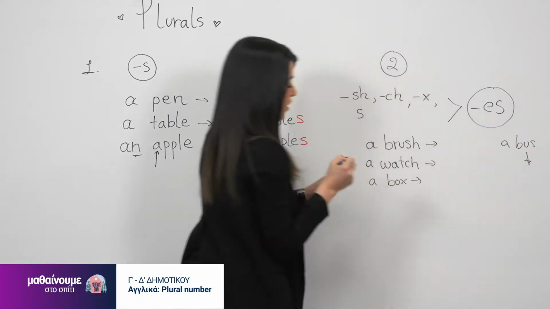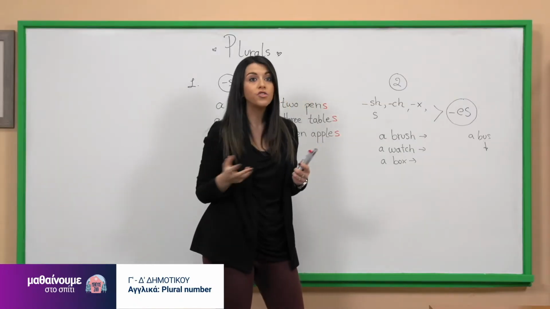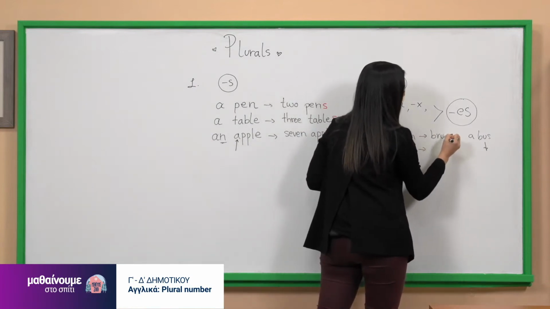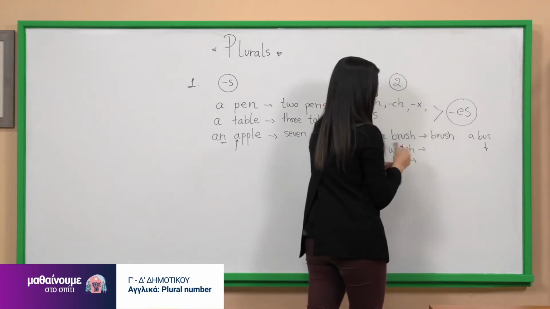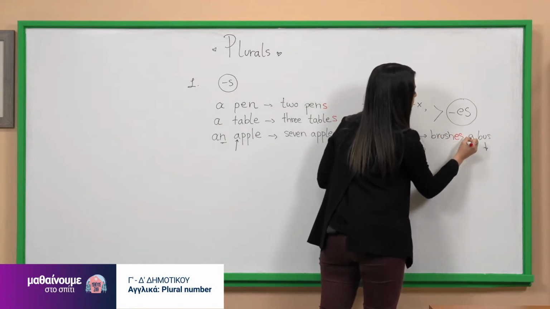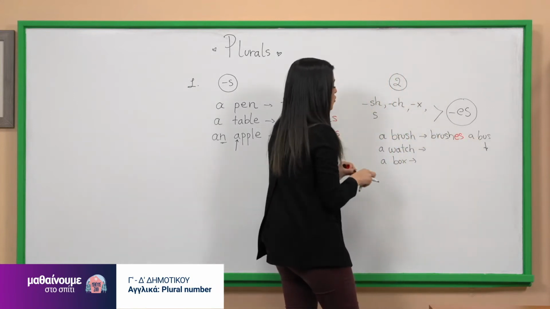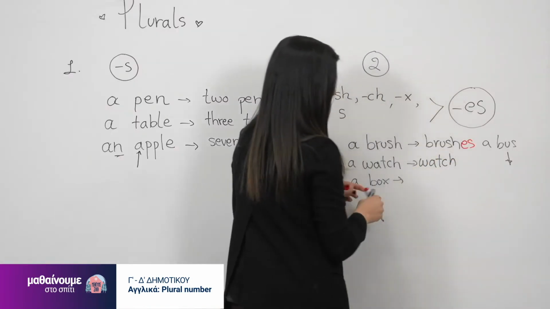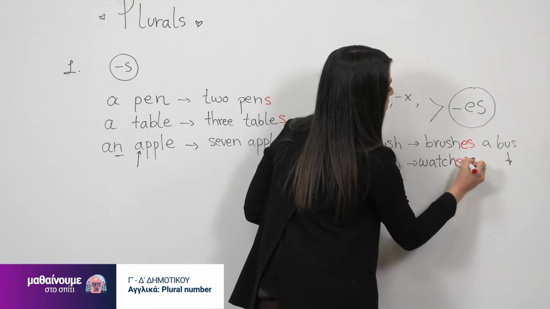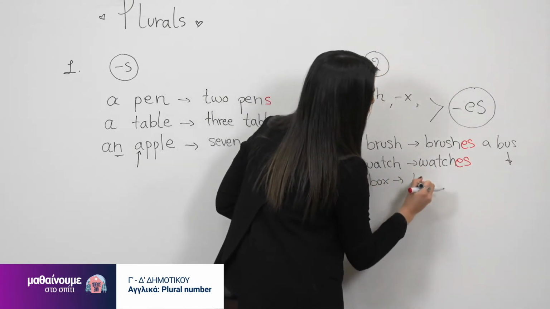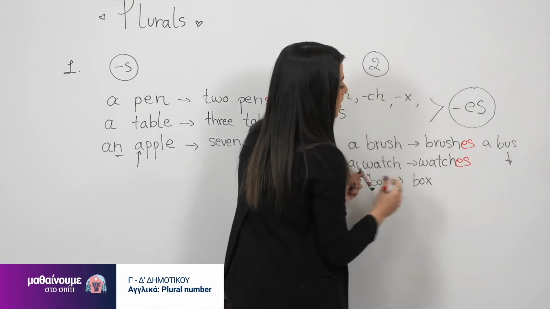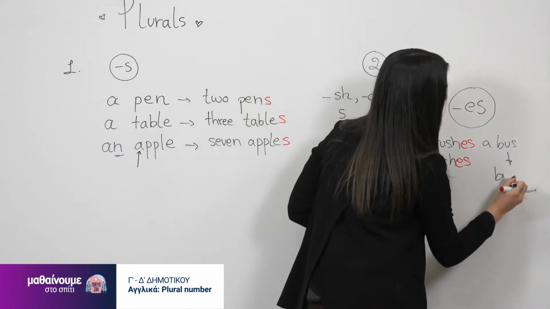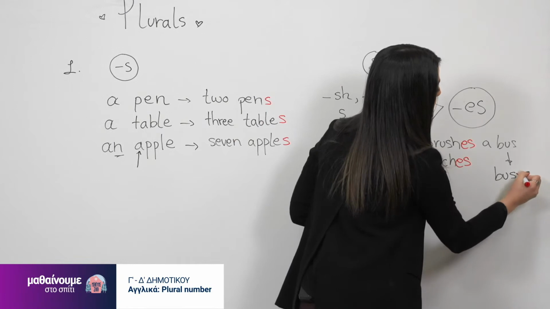Let's do it over here, so everything fits. So what do we do? A brush, 2 brushes. Okay? A watch, 2 watches. Again, we put ES. A box, 2, 3, 4 boxes. And a bus, 7 buses.